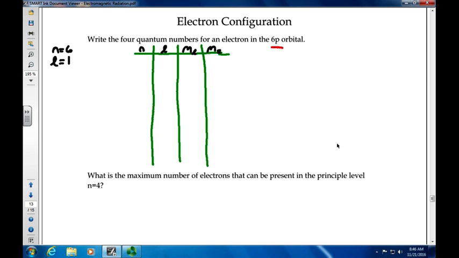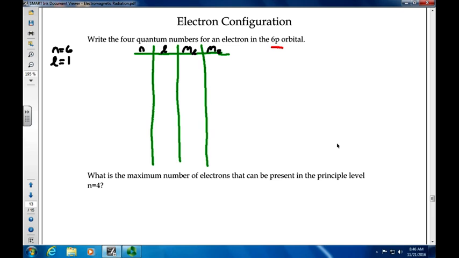All right, so that's our principal quantum number, our angular momentum quantum number, our magnetic quantum number, and our spin quantum number. So from there, we're simply going to write down the different configurations. Now, how many do we have? It's kind of a conceptual question.